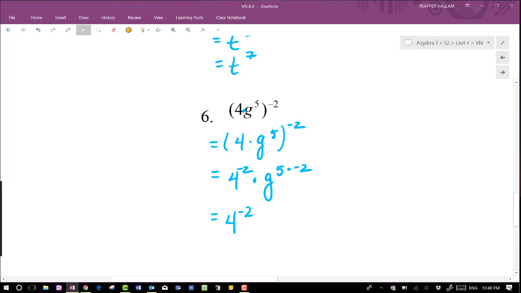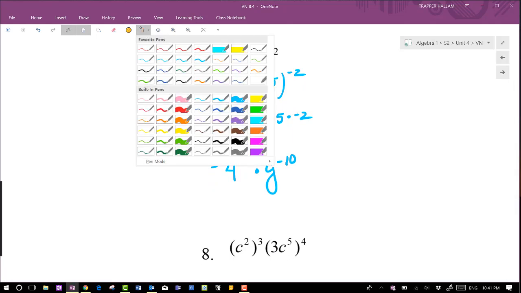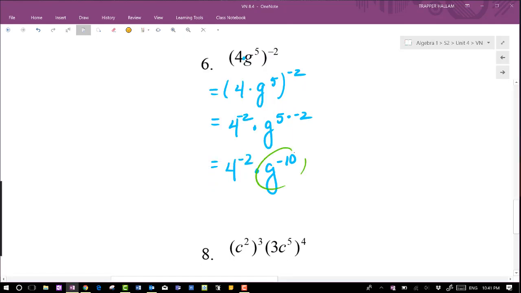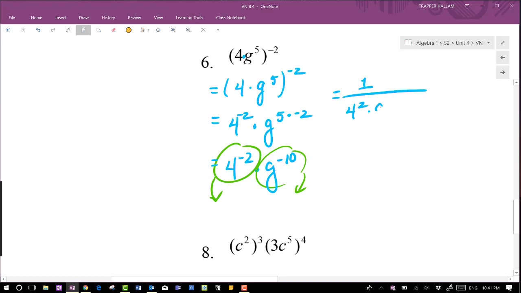4 to the negative 2, we're going to leave it for just a second, times, let's clean this part up here, that's going to be g to the negative 10th then. And if you look, both of these bases, because they're both negative exponents now, both of them need to move their position. They're both currently in the numerator, so we're going to move both to the denominator. And that means that there's going to be a 1, because there's nothing left in the numerator to hold its place. And that's going to be over 4 squared times g to the 10th. They become positive once you move them. So if I clean this 4 squared up, it's going to be 1 over 16g to the 10th.